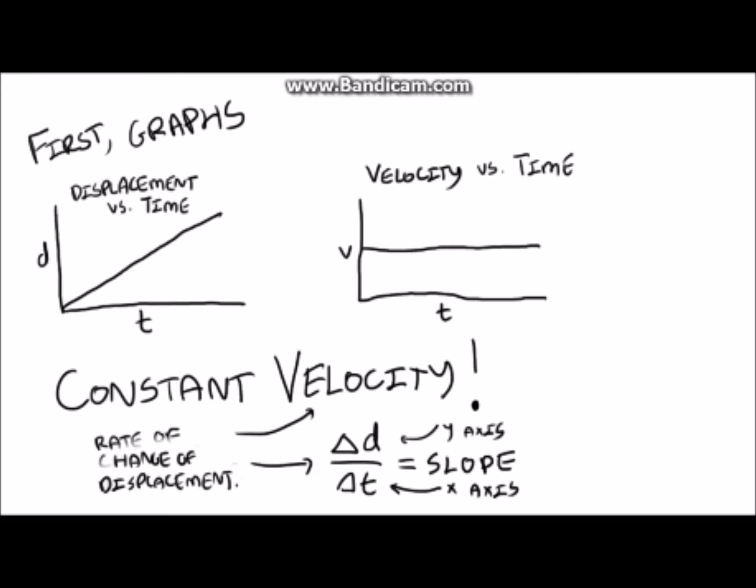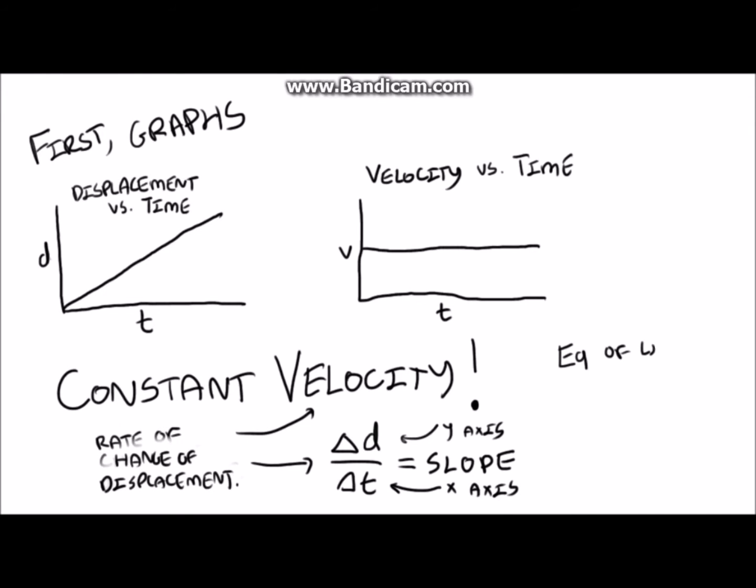Just a little side note, the velocity versus time graph is a horizontal line because it's a graph of the velocity, and the velocity, again, is constant, so it would make sense for the value of the velocity to stay the same. But back to the displacement versus time graph, we need to find the equation of it.